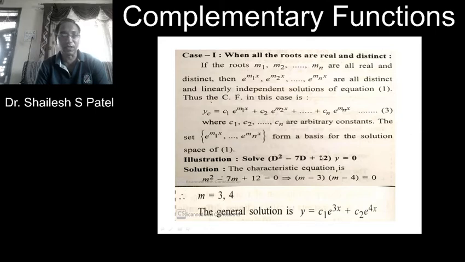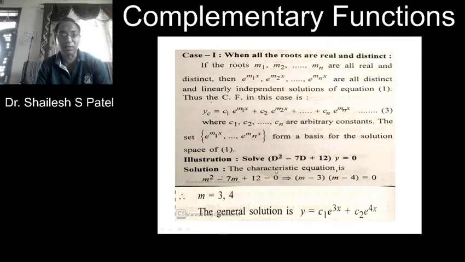For example, here you can see the illustration. The example is given in the form (D square minus 7D plus 12) y equal to 0. Here the equation is given directly in the form of capital D, but actually capital D is d by dx, and D square is d square by dx square. So if we are given the equation in the form of dy by dx, we can also convert it in the form of capital D. So the characteristic equation is very easy to write down.